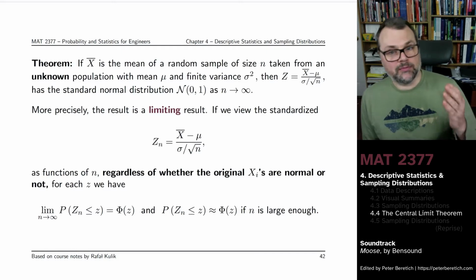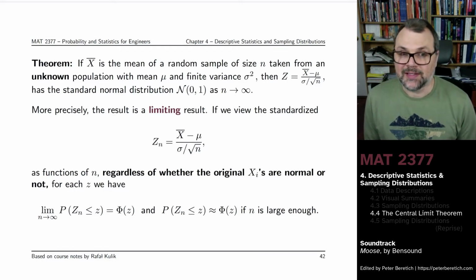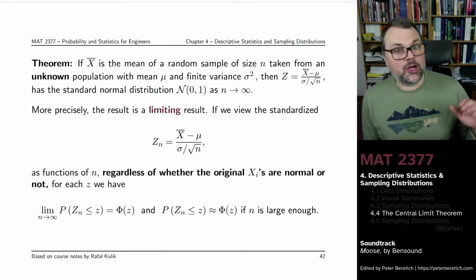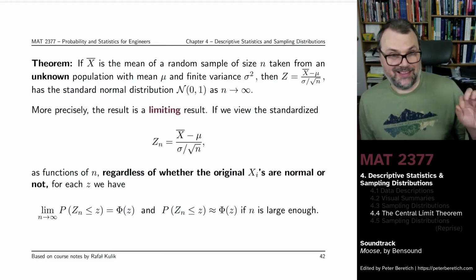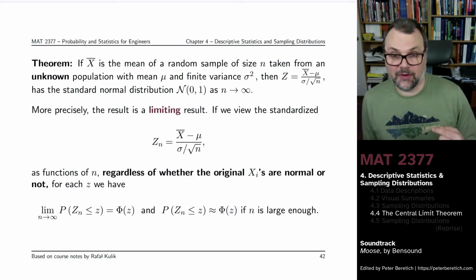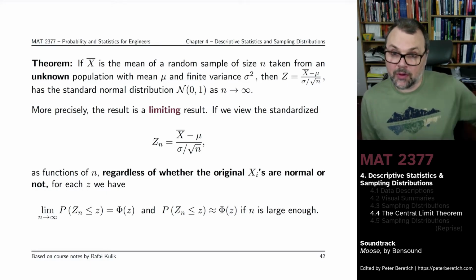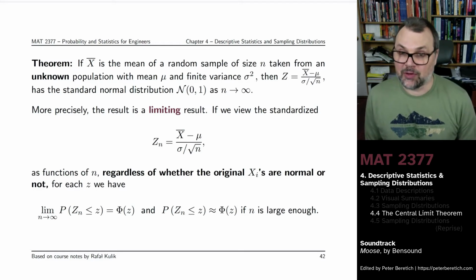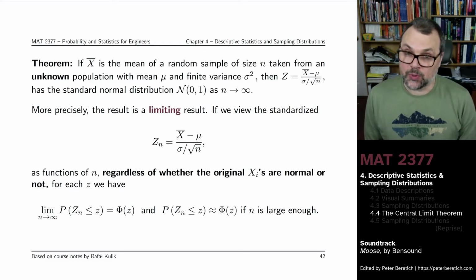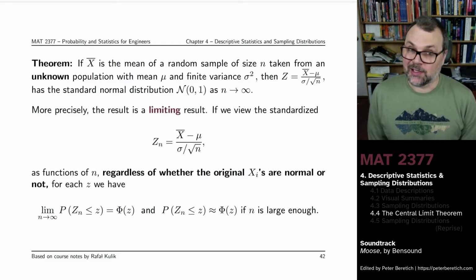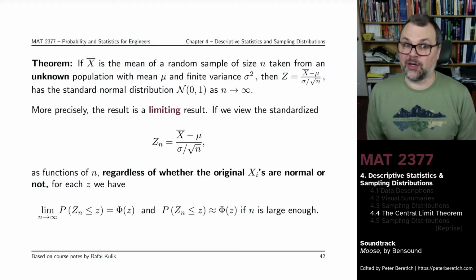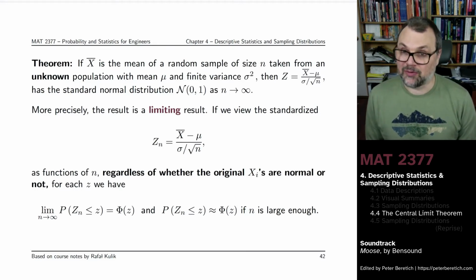Formally, this is what the theorem says. But let's say that x bar is the mean of some random sample of size n, taken here from an unknown population. This population does not have to follow a normal distribution, even though in the previous example I assumed that the grades were normally distributed. This is going to work even if the underlying population of grades, say, is not normal.